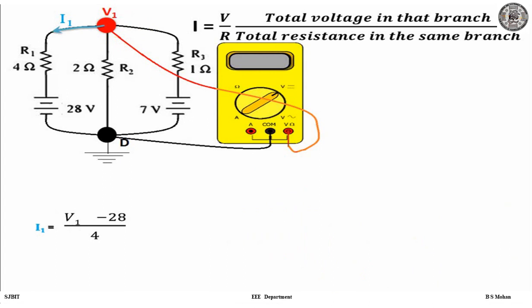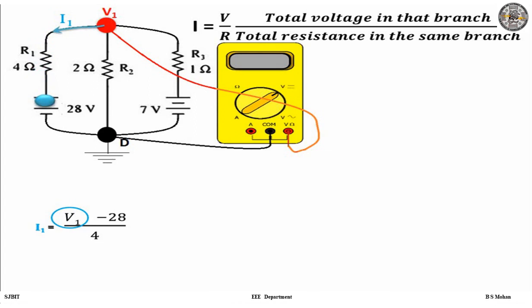So let's understand this. Let me explain this equation first. You can see the current I1 is traveling from the red dot. Red indicates positive. Thus V1 is also positive. As the current travels, it hits which polarity of 28 first?